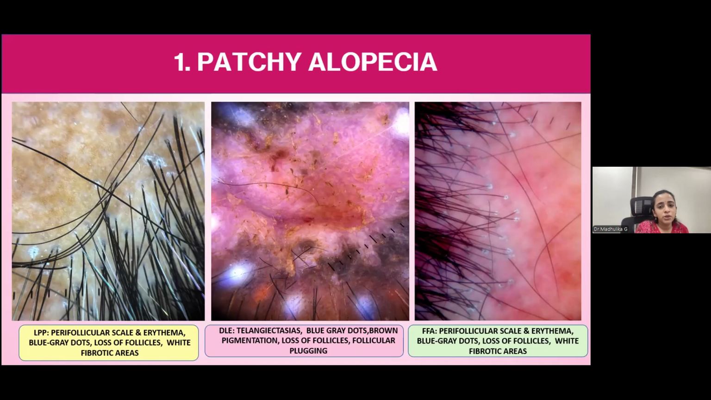And frontal fibrosing alopecia is almost similar to lichen planus, but it's limited to the frontal area, right? So here also you see perifollicular scale and erythema, blue-gray dots, loss of follicles, and white fibrotic areas. Next.